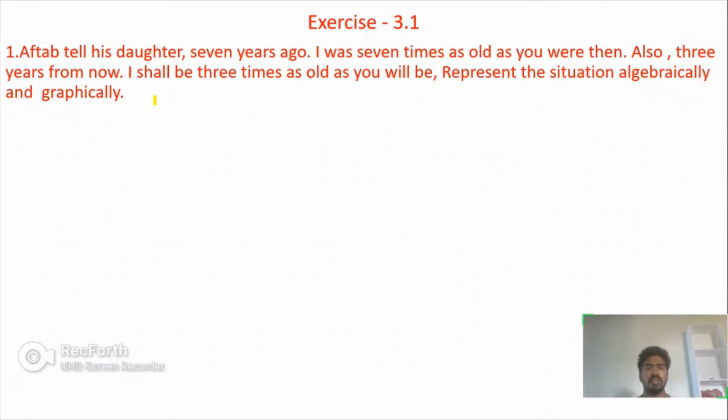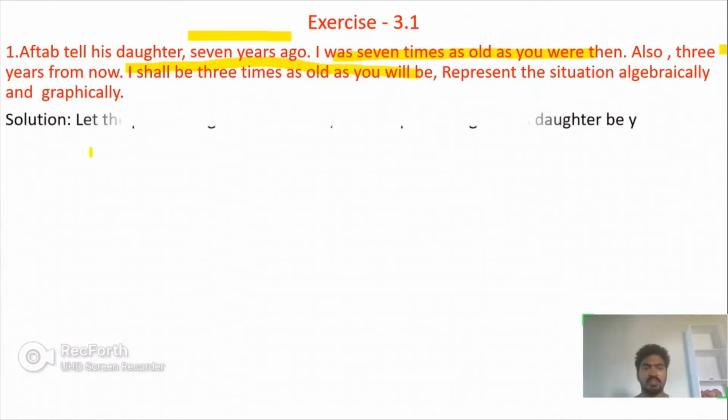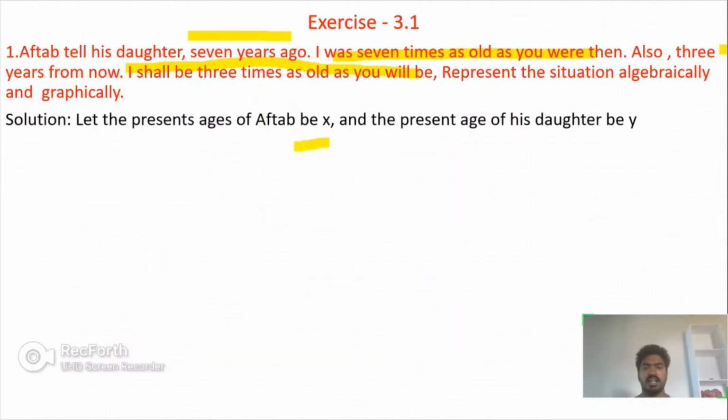Okay. So the information they provide in the question is mainly about two conditions. First condition: 7 years ago the age of Aftab is 7 times his daughter's, and 3 years from now his age will be 3 times as old as his daughter. So they want us to represent the situations both algebraically and graphically. Let us consider the present ages. The present age of his father, Aftab, be x, and the present age of his daughter be y.